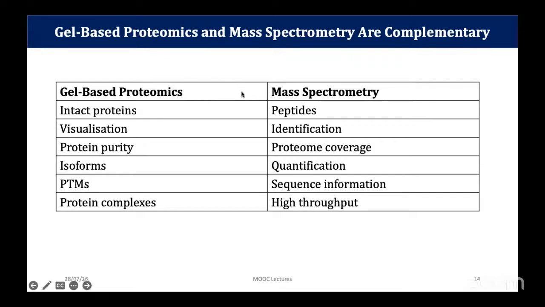Whereas with mass spectrometry, you can go for the peptides, for peptide identification. You can also determine the protein purity with the help of the gel-based proteomics, the proteome coverage, their isoforms, what kind of isoforms are being used, their quantification, their PTMs and protein complexes. Whereas with mass spectrometry, you can go for sequence information and high throughput sequencing. So this is one of the advantages.